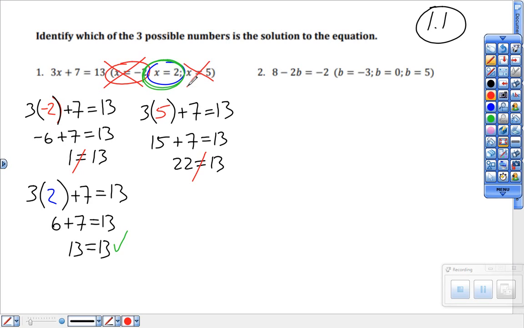Okay, real quick, I'd like you to try this one on your own. 8 minus 2b equals negative 2. I'd like you to plug in negative 3, plug in 0, plug in 5. I want you to be doing this in your notebook.